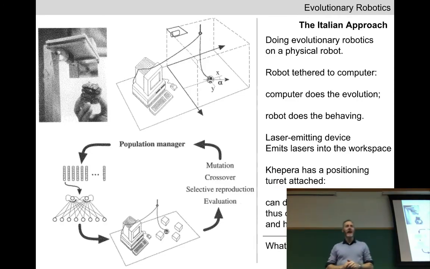Okay, so what did they actually do with this robot? Well, they conducted arguably the first evolutionary robotics experiment. So they put the little Kepler on a table, and then they attached the robot with this tether back to the computer. So the computer is going to do all the evolutionary algorithm, and the robot is going to do the behaving. So the computer is going to send what to the robot, and what is the robot going to send back to the computer? What information do these two devices need to communicate?